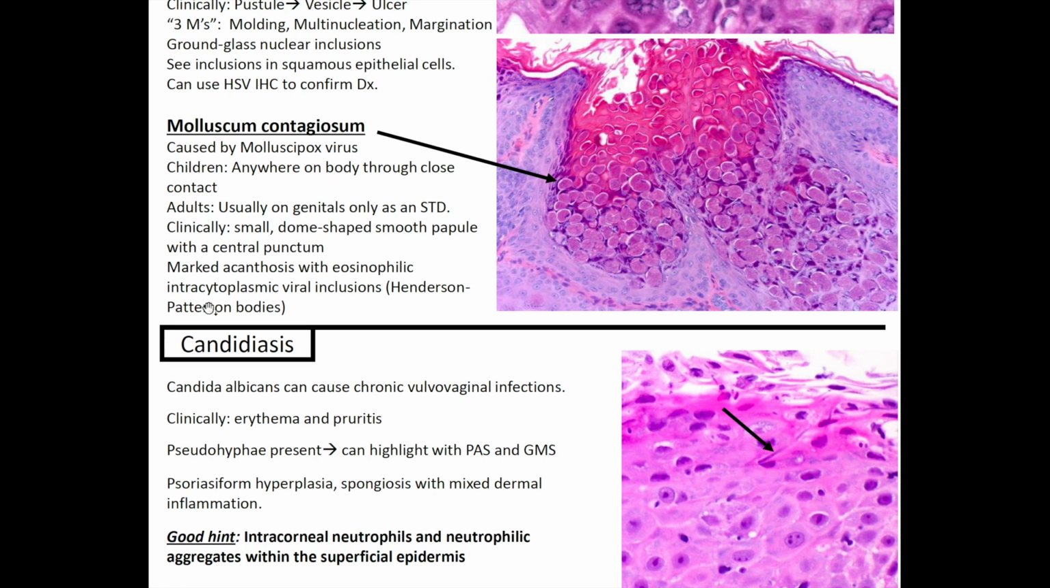Moving right along, we've got candidiasis, another classic entity. Candida albicans can cause chronic vulvovaginal infections. Clinically, you're going to have erythema and pruritus. Microscopically, you'll have pseudohyphae that are present, which can be highlighted with PAS and GMS. And you will see psoriasiform hyperplasia, spongiosis with mixed dermal inflammation. And a good hint are intracorneal neutrophils and neutrophilic aggregates within the superficial epidermis.